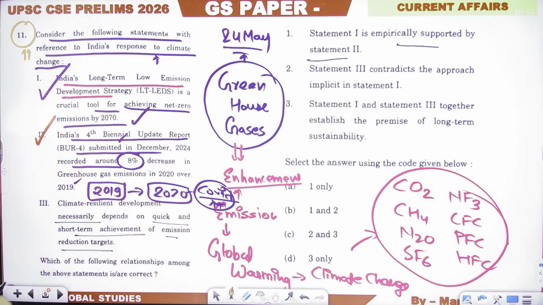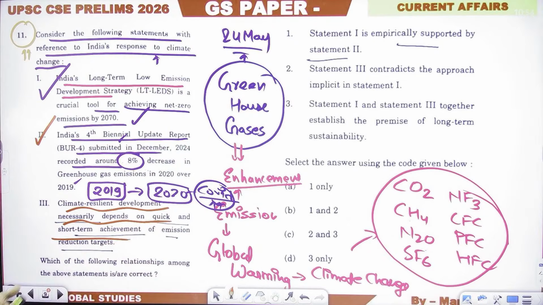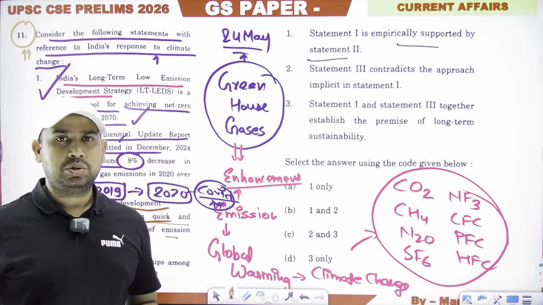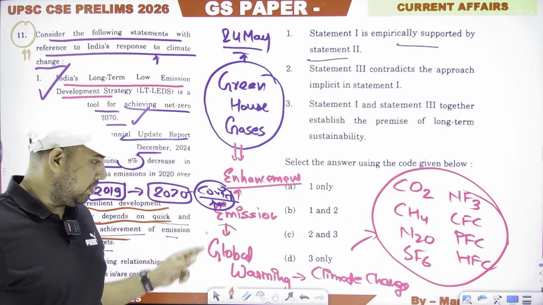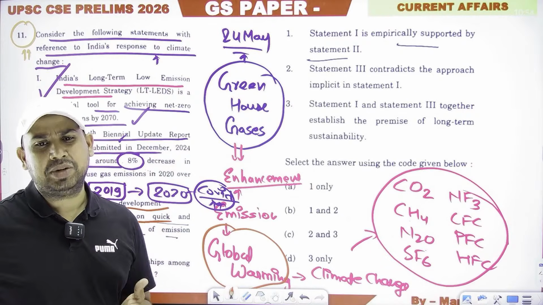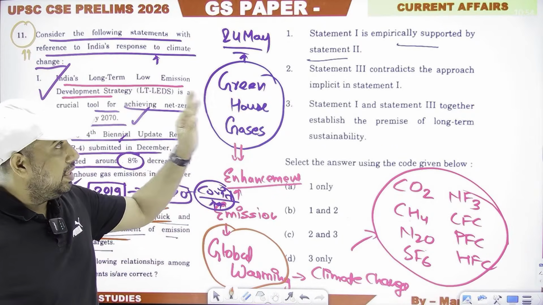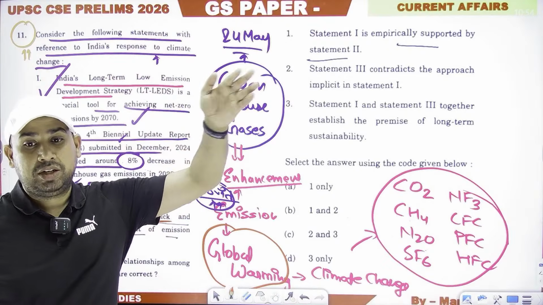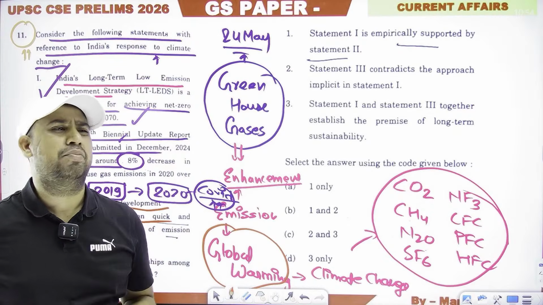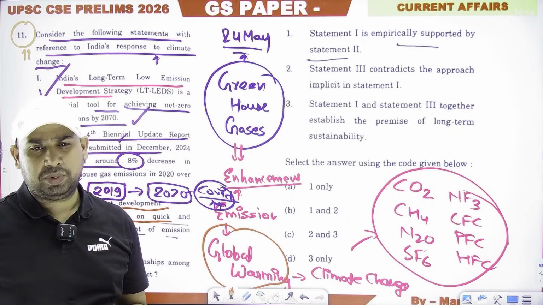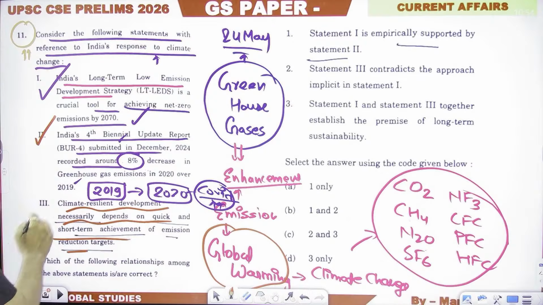In the third statement, they are saying that climate resilient development necessity depends on quick and short term achievements of emission reduction target. If you reduce carbon emission on a short term basis, do you achieve this global warming cut down, or will the climate change drastically? Neither. Keep in mind, climate change is a long term issue, and you have to do long term things for curbing that climate change. Short term or quick measures will give you just a relief for some time. That will not create a long term or sustainable solution. For that, this statement is wrong.